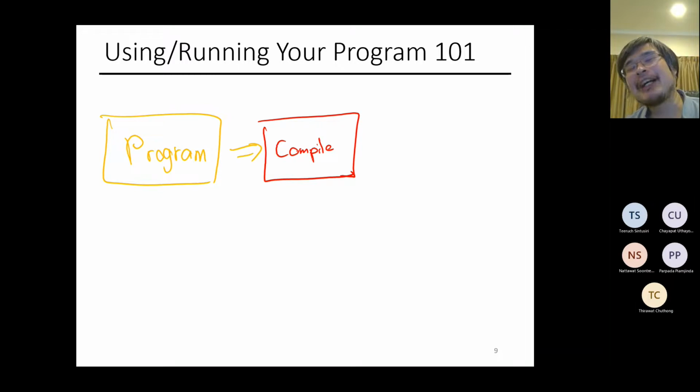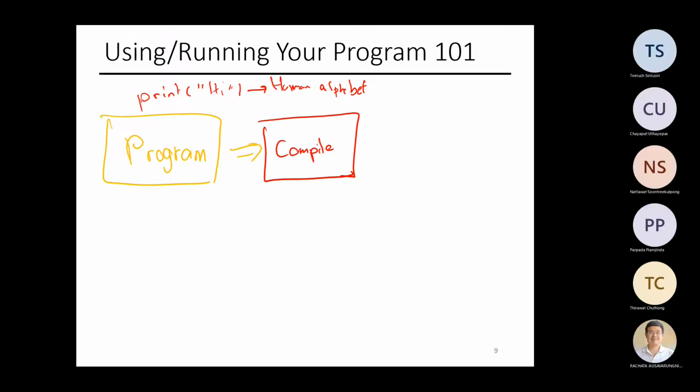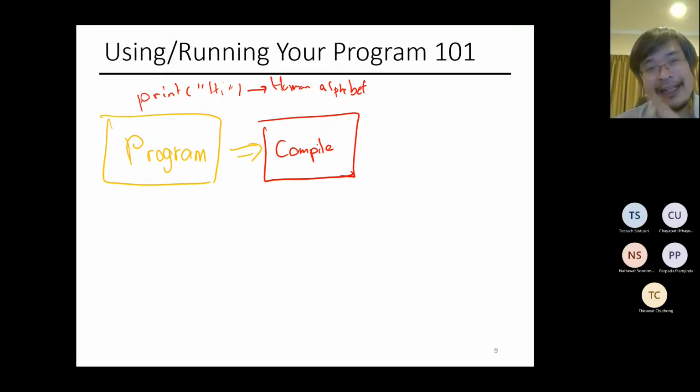Why do you need to compile? Because your program is still in human alphabet, right? Print, like this command, print i, right? This is actually human alphabet. Give me a second. All right. So after you compile, what do you get as a result of that?